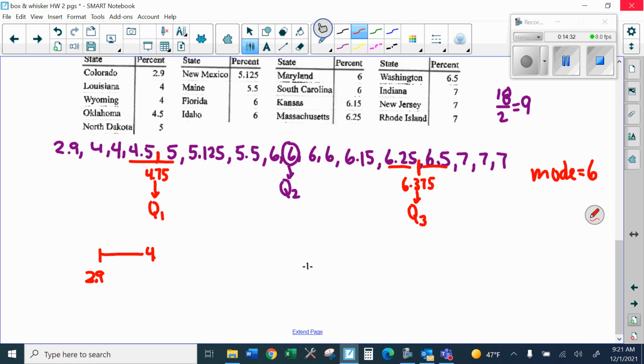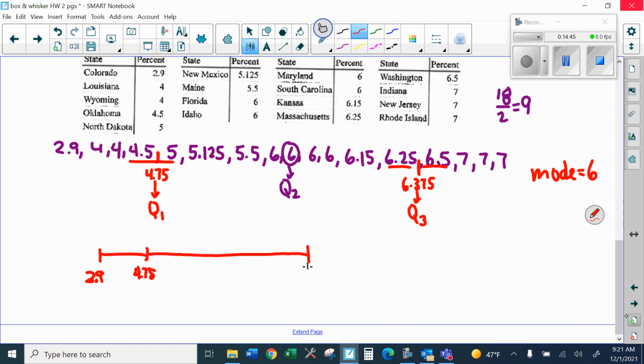Q1 is 4.75. Hold on. Let's draw a little box part here. Okay, so you can write Q1 above that. Q2 is at 6. Q3 is at 6.375, and the highest is 7. Okay, and then we just go ahead and draw our box connecting Q1 to Q2 and Q3.